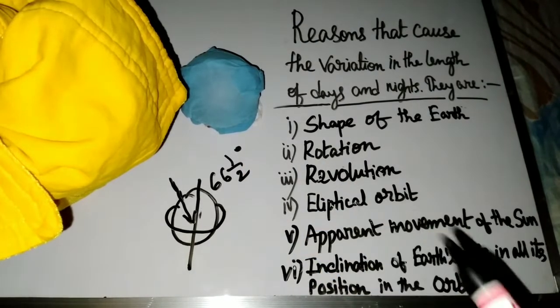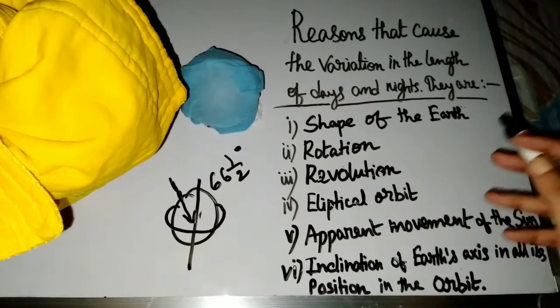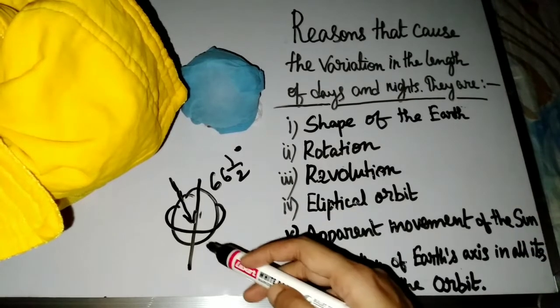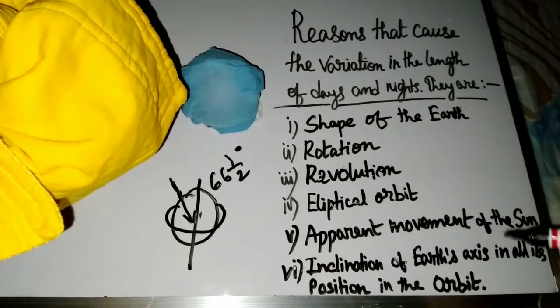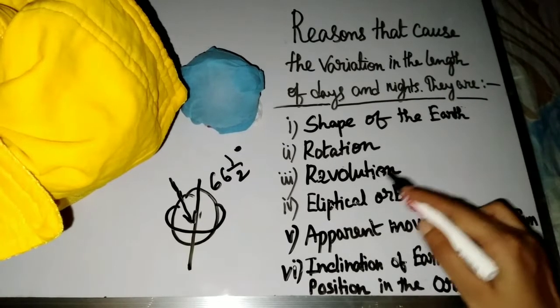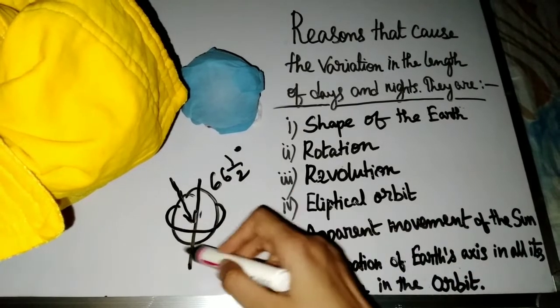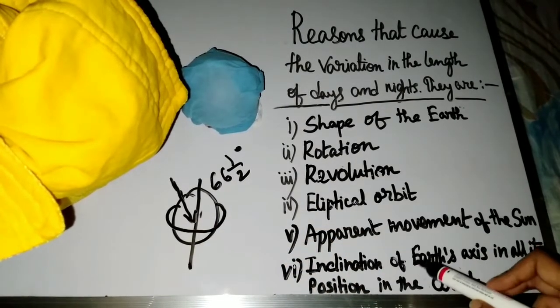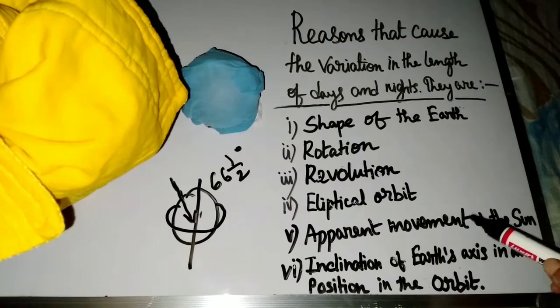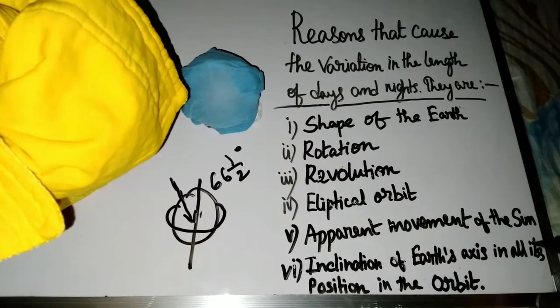And why has it happened? Because number 1, the shape of the Earth. Our Earth is looking like a spheroid. It also depends on the rotation of the Earth, revolution of the Earth, elliptical orbit. Yes, this is an elliptical orbit, you can see. The apparent movement of the Sun, we already discussed it in the previous video, and the inclination of the Earth's axis in all its positions in the orbit.